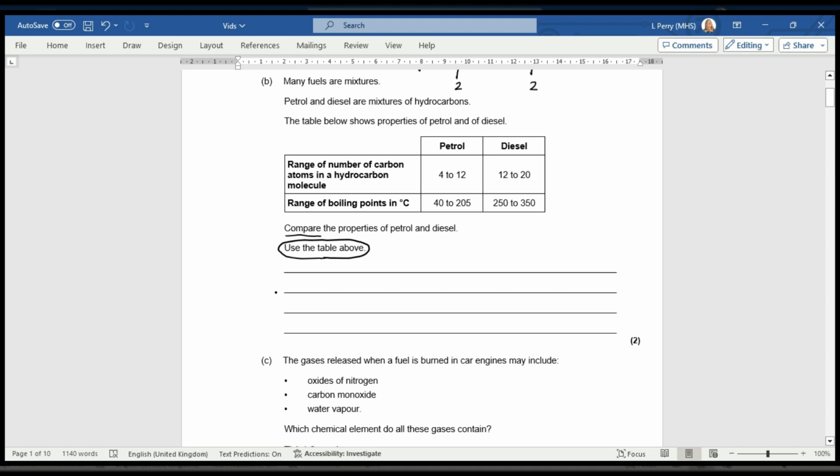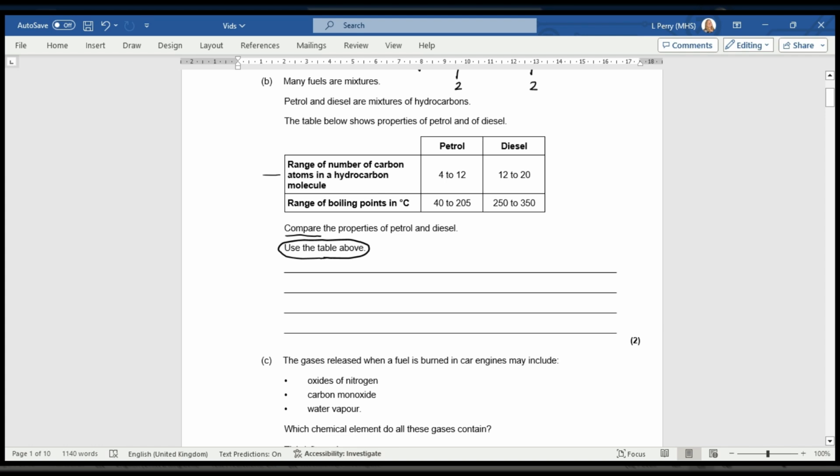Again, this question doesn't require me to actually know anything in advance about hydrocarbons, petrol, diesel, the atmosphere, pollutants. Everything I need is in the table. So I've got 2 different things the table tells me about and 2 marks. So I'll start with the first one. So range of number of carbon atoms in hydrocarbon molecule. Well, diesel's numbers are bigger. Diesel has a bigger range of number of carbon atoms in hydrocarbon molecule.